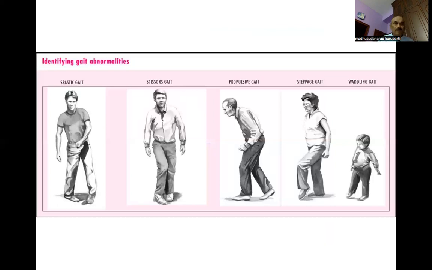This picture clearly shows the various categories of gait disturbance. The first one is spastic gait, a sort of hemiplegic gait, where there is arching of the lower limb, the characteristic feature of circumduction gait. Scissoring gait occurs because of spasm of the lower limbs, with the limbs close together because of spasm of the hip adductors. Propulsive gait is seen in Parkinson's disease. Then step-page gait is high stepping gait in sensory neuropathies, and waddling gait in hip lesions.